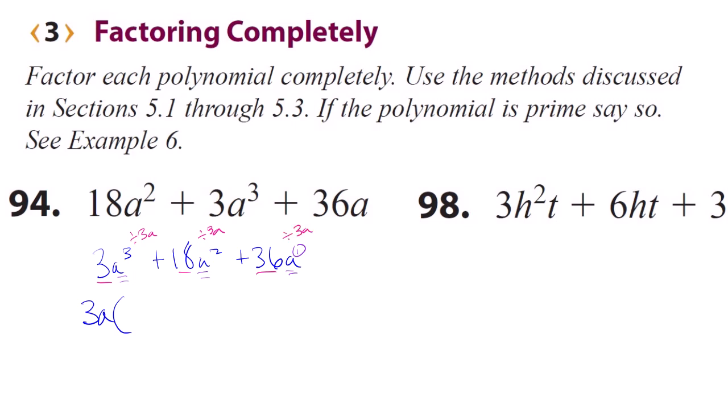Okay, so 3a cubed divided by 3a is going to be 1a squared. 18a squared divided by 3a is going to be positive 6a. And then 36a divided by 3a is going to be positive 12. All right.